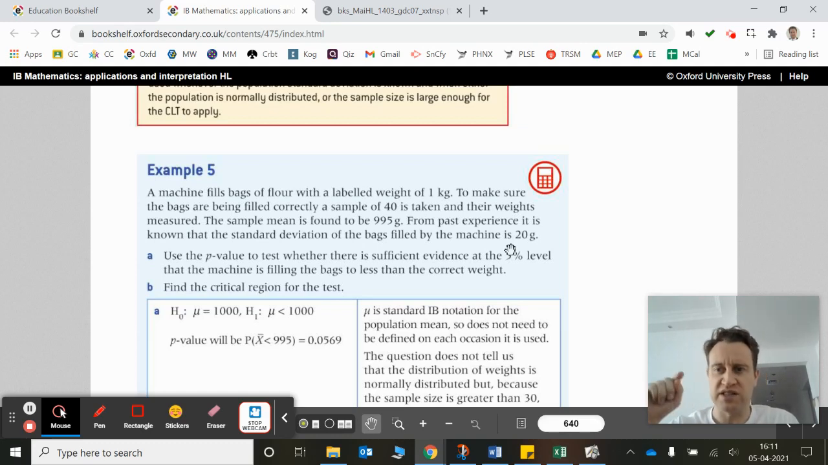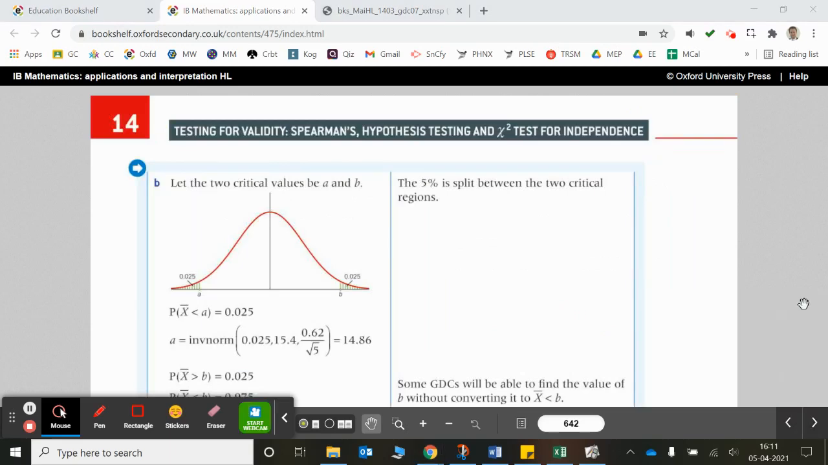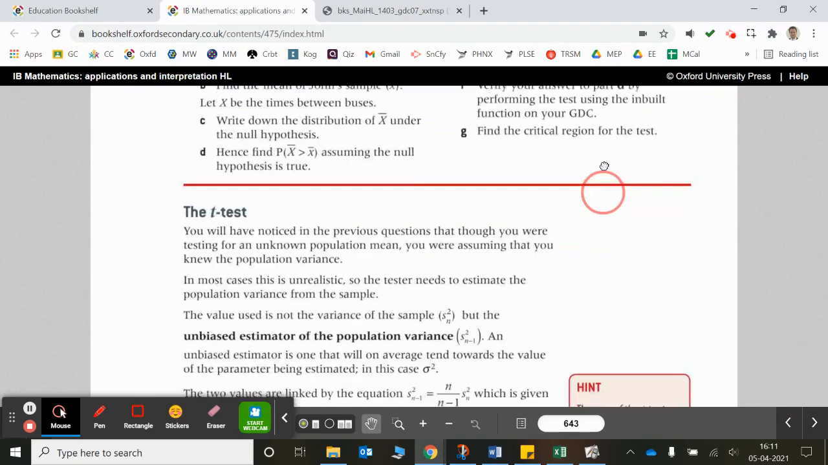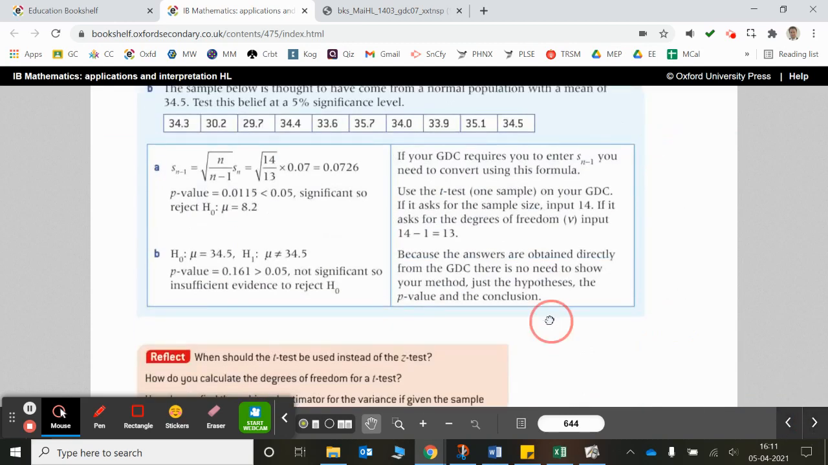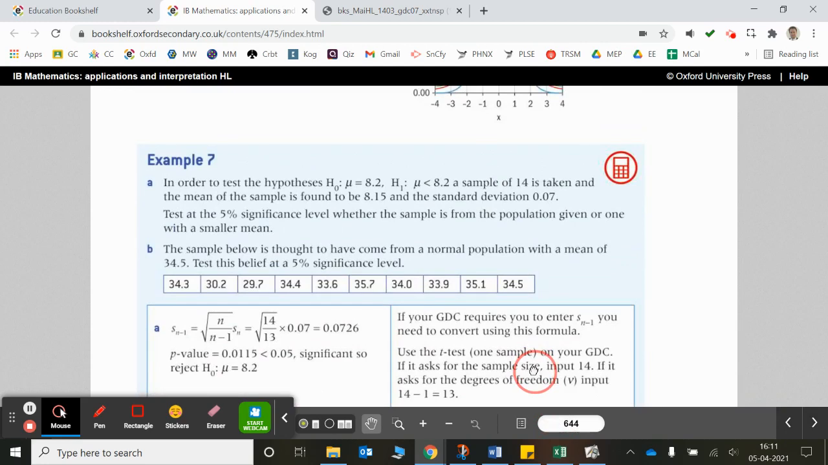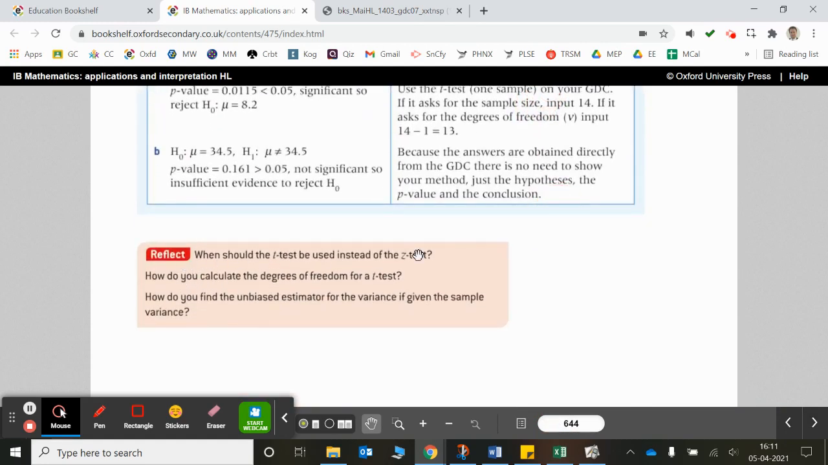So this is where we use the t-test. Okay, so if we click forward a little bit here, skip with me. We click forward, here's the t-test. We're going to need to make an unbiased estimator of the population variance. We did that in chapter 13. But importantly, I'm just going to flick on to the end, just before the exercise, there are 3 important reflect questions. It says, when should you use the t-test instead of the z-test? Well, we use it when we have to make an estimate for the standard deviation.